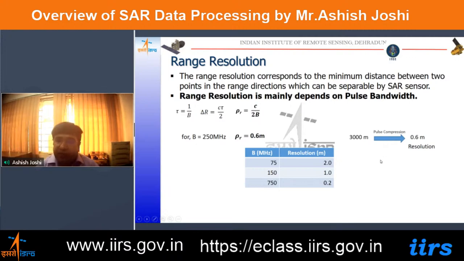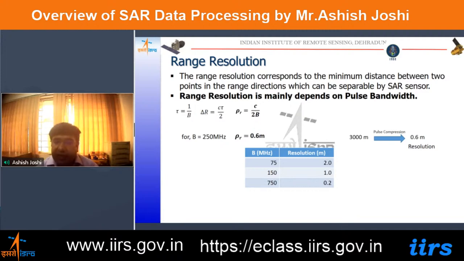So from the pulse compression technique, we have achieved the desired range resolution, which only depends on the bandwidth of the transmitted signal. If we use a bandwidth of 75 megahertz, we get a resolution of 2 meter. If we use 150 megahertz, we get a 1 meter resolution. If we use a bandwidth of 750 megahertz, we get a range resolution of 0.2 meter. This means the range resolution is inversely proportional to the bandwidth of the signal. If we increase the bandwidth, we get a better range resolution.